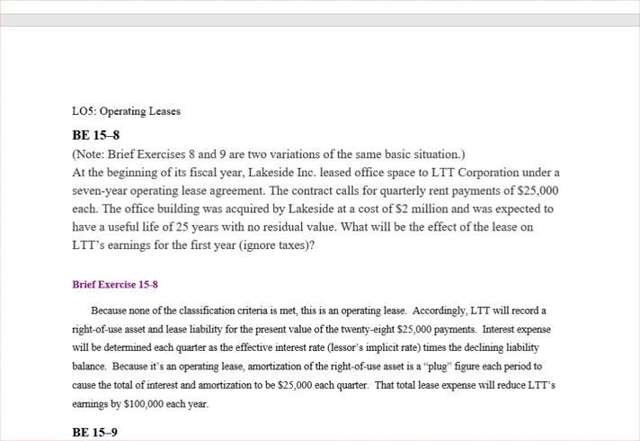Now, they went in and went through all the criteria and said that none of the criteria is met, and they gave that to you. Do we have to do that? No. If you get a problem and it tells you right in the problem that it's an operating lease, there's no need for you to go through the criteria and figure out first, is it operating, is it finance? You've got it. It's an operating lease.